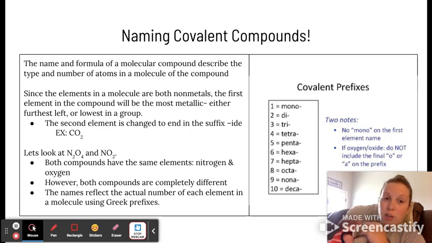So CO2 would actually be carbon, not monocarbon, carbon dioxide. N2O4, there we've got a subscript on the first element, so we do have to add a prefix. So that would be dinitrogen tetroxide. For oxygen or oxide, you do not include the O or A on the prefix. You just kick it off because that's too many vowels together. The prefix for 4 is tetra. You get rid of that A and it becomes tetroxide. Then NO2 would be nitrogen dioxide.